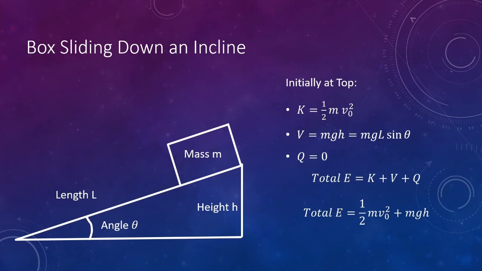And so at the top, at the start of when we're observing the system, the total energy being kinetic plus potential plus heat would just be 1/2 the mass times that initial speed squared plus that potential energy mgh. Then what we'll do is look at what that energy is doing at the bottom.